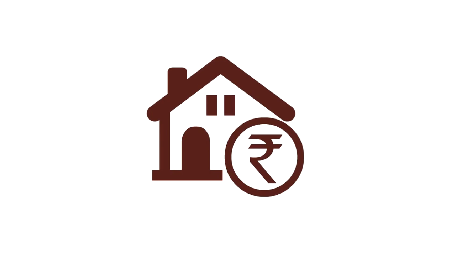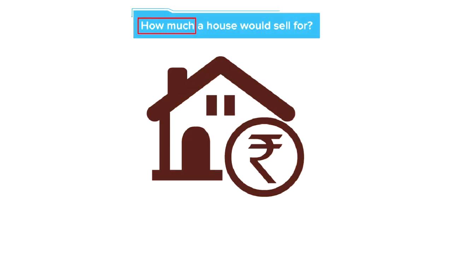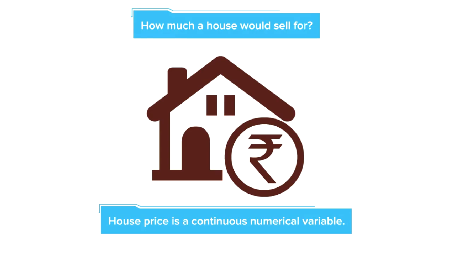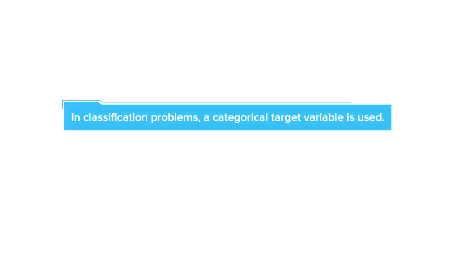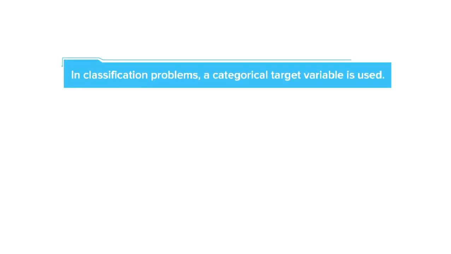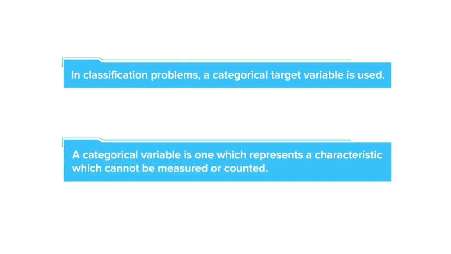Well, before we discuss the classification algorithm, let's do a quick recap of the previous problem. So far, we have been dealing with a problem where we had to predict a continuous target variable, that is, how much of something. For example, in linear regression, we were trying to predict how much a house would sell for, and the house price here is a continuous numerical variable. In classification problems, we will be dealing with a categorical target value. To refresh your memory, a categorical value is one which represents a characteristic which cannot be measured or counted.